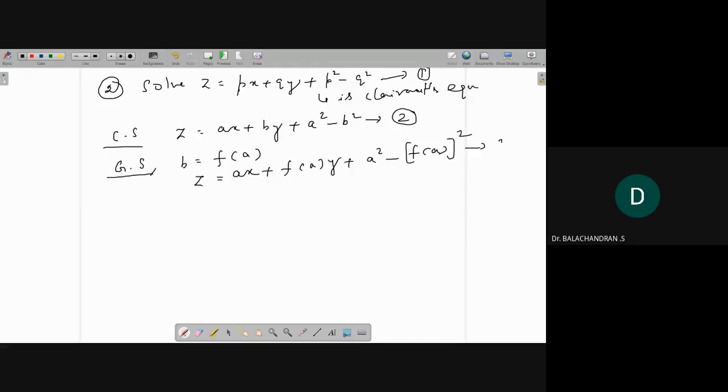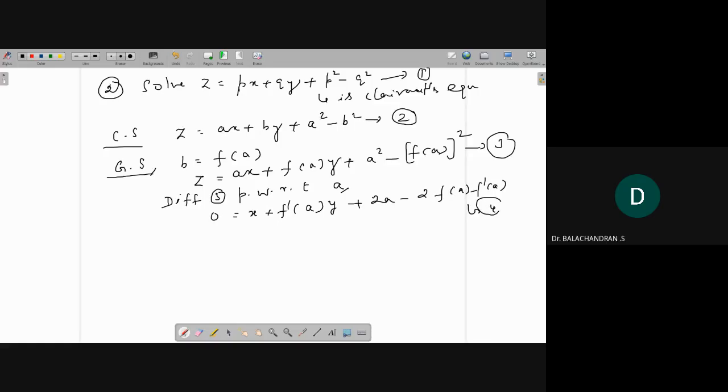This is equation 3. Differentiate equation 3 partially with respect to a, you will get 0 equal to x plus f dash of a into y plus 2a minus 2 into f of a into f dash of a. This is equation 4. So eliminate a between equations 3 and 4 to give the general solution of equation 1.